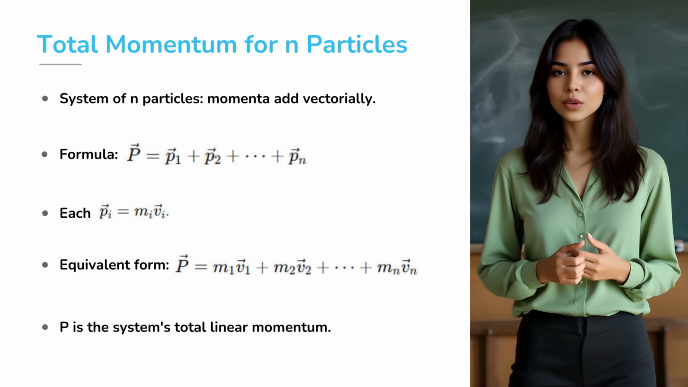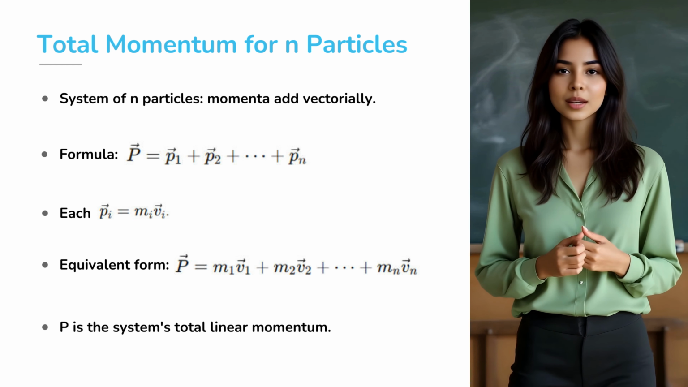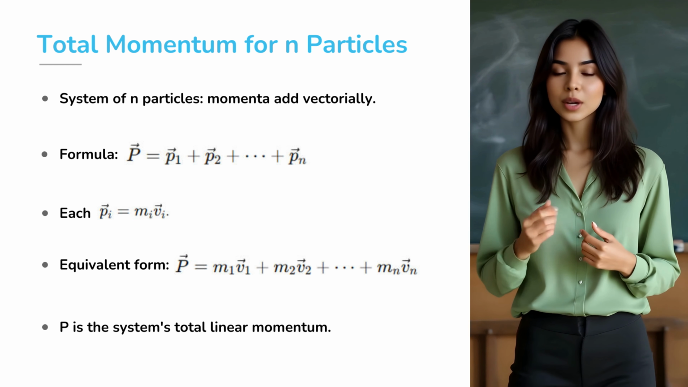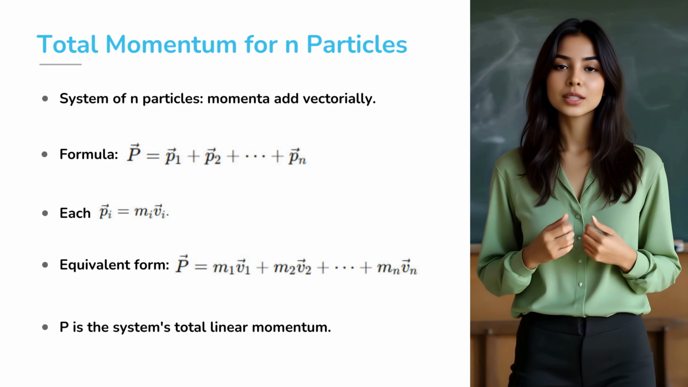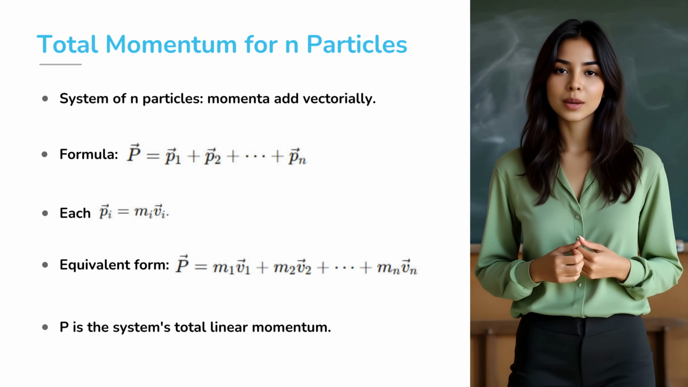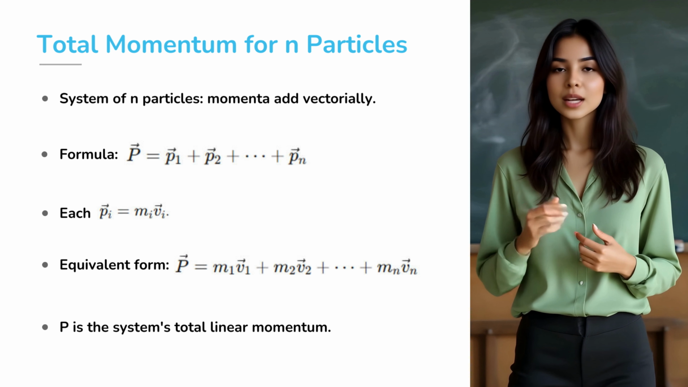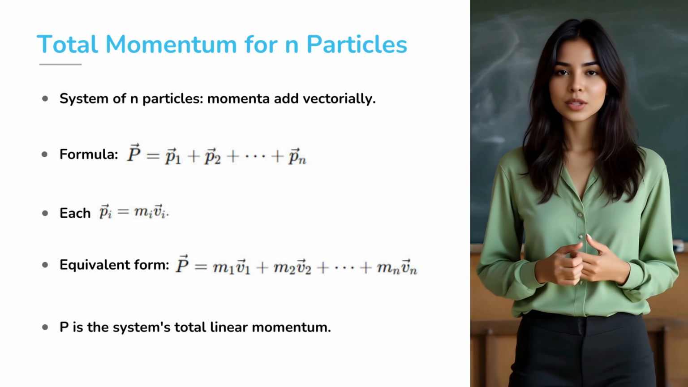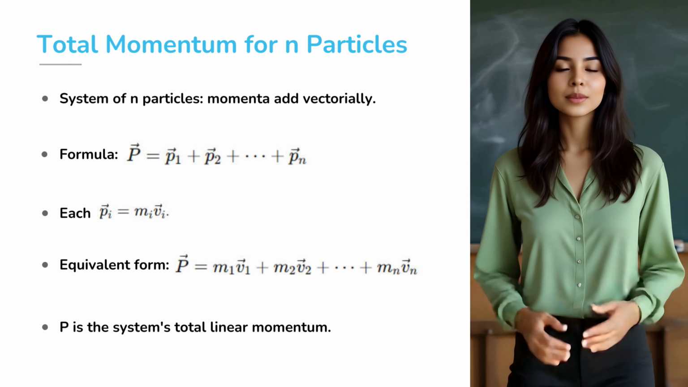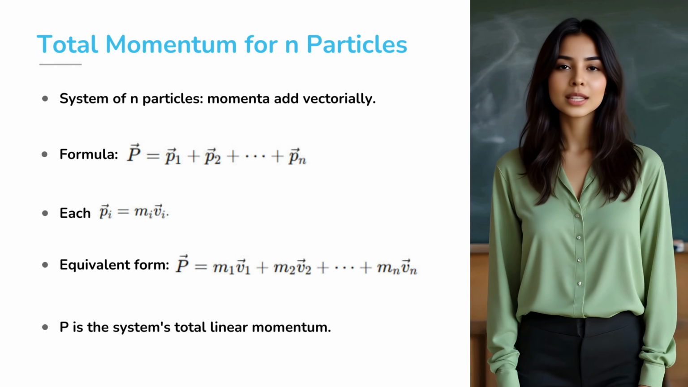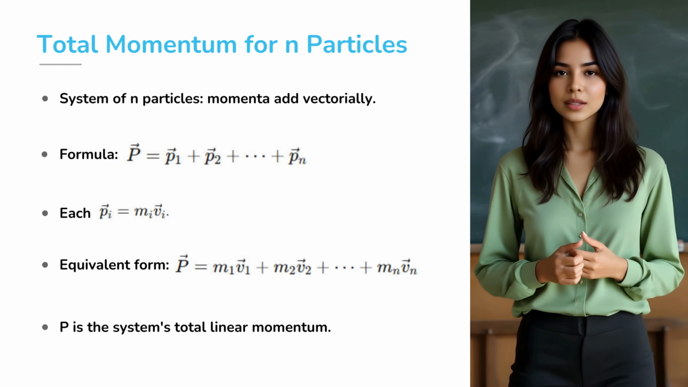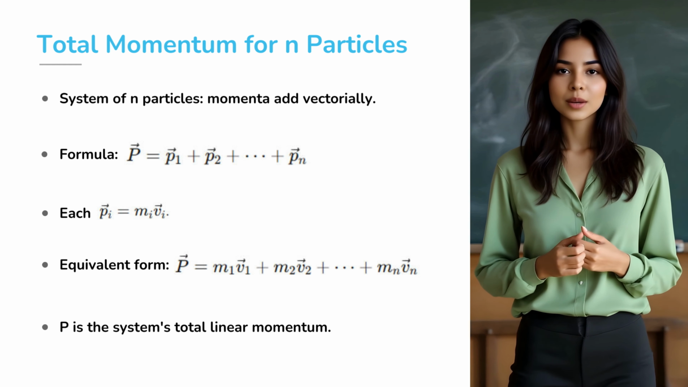The equivalent form of total linear momentum is p vector equals m1 v1 vector plus m2 v2 vector and so on up to mn vn vector. This total momentum tells us how the system, as a whole, responds to forces. It doesn't matter how complicated the individual parts are, their contributions simply add up.